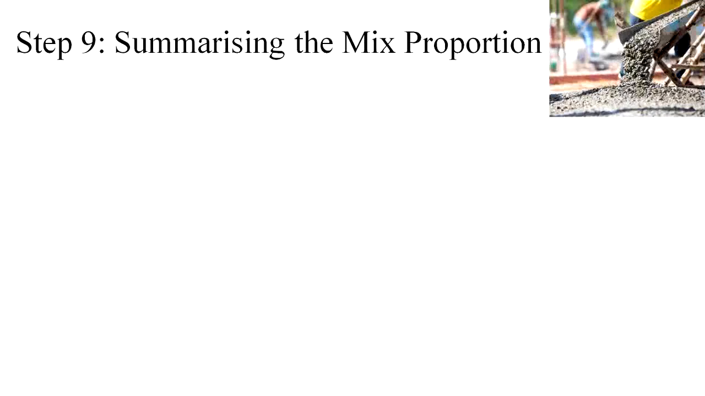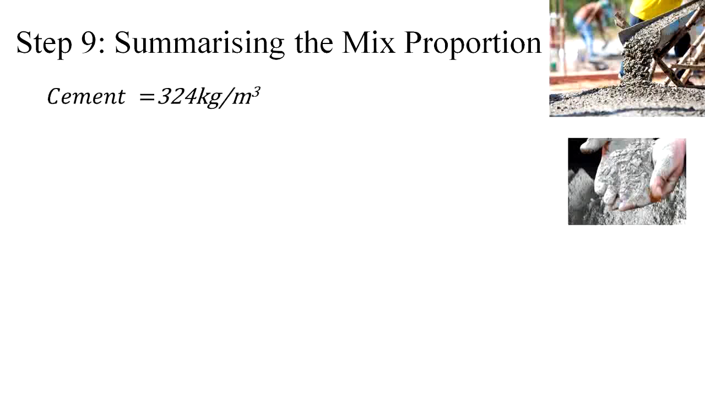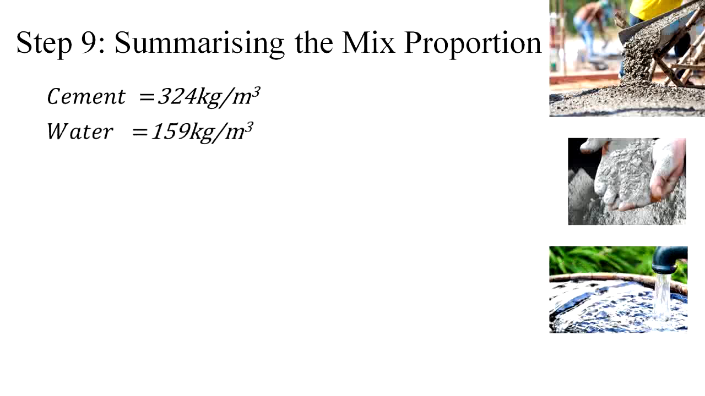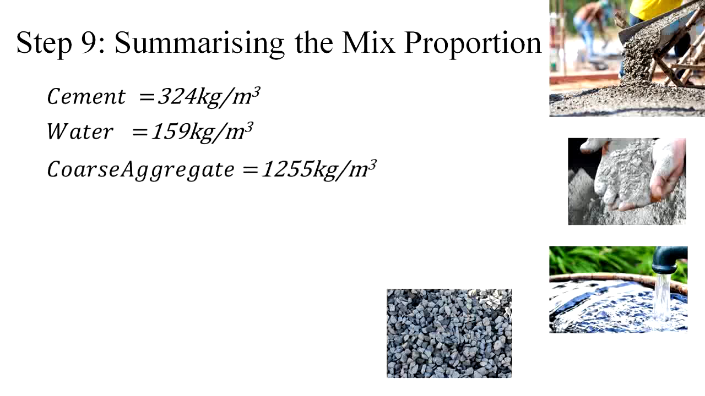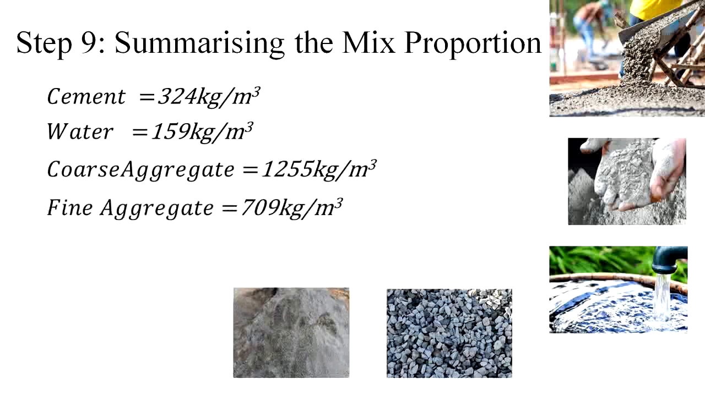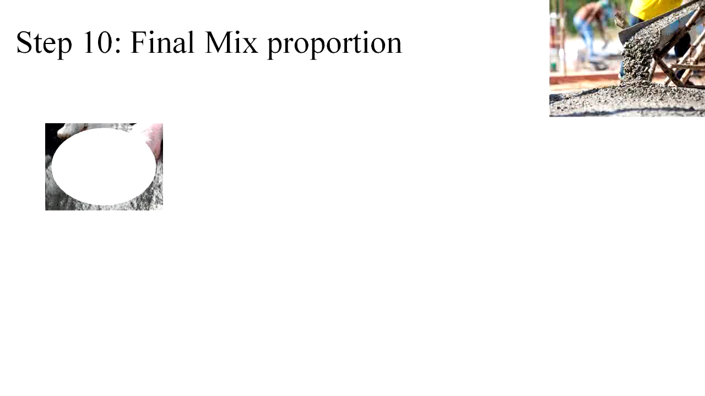Thus, by summarizing the mixed proportion, we will be able to get the value of cement as 324 kg per meter cube. The new water content is 159 kg per meter cube. The new coarse aggregate mass is 1255 kg per meter cube. The fine aggregate mass is 709 kg per meter cube.